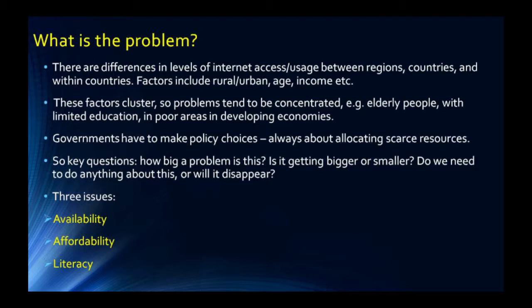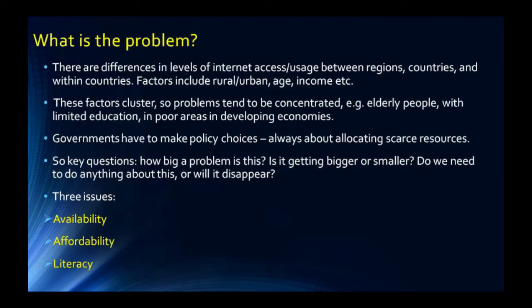Now governments always have to think about what actions they should, if any, take about particular problems. Governments always have insufficient resources, so they have to make difficult choices as to what their priorities should be. So the key questions that we have to ask is how big a problem digital exclusion really is. Is it getting bigger or smaller? Do we need to do anything about it, or will it eventually disappear by itself?